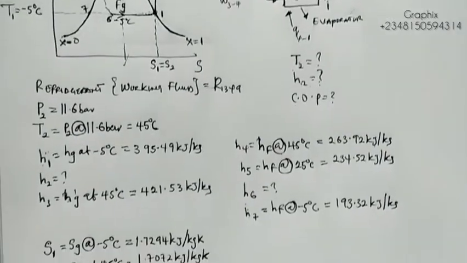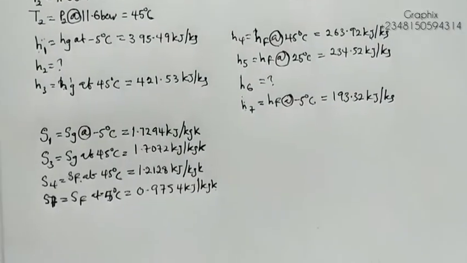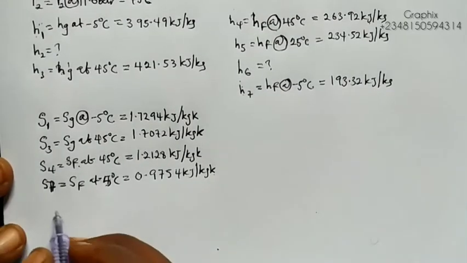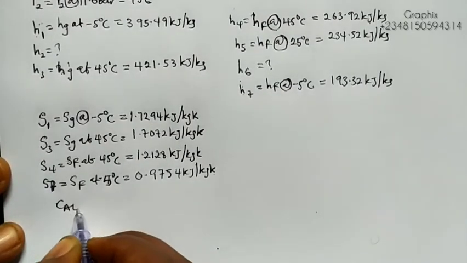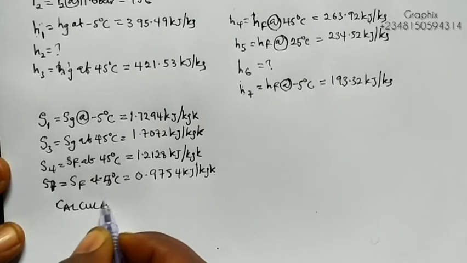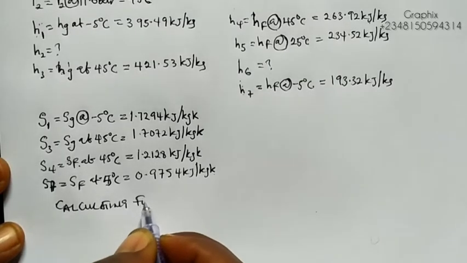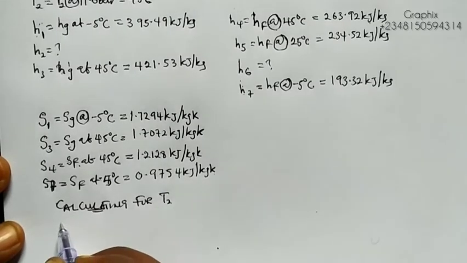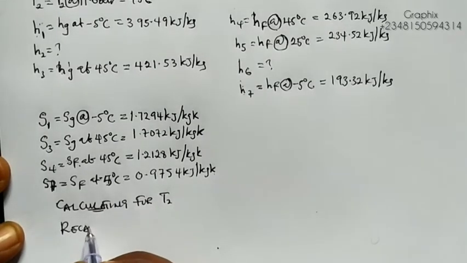So for us to get T2, we need to remember this relationship. We'll write it out and say recall. Let me say calculating for T2. Then you write recall. There's a formula that says that S1 is equals to what?